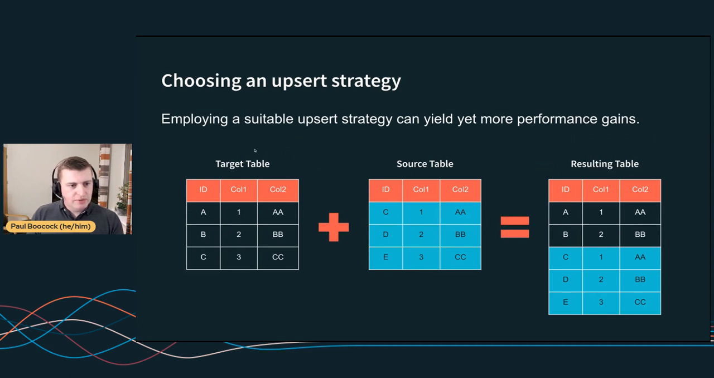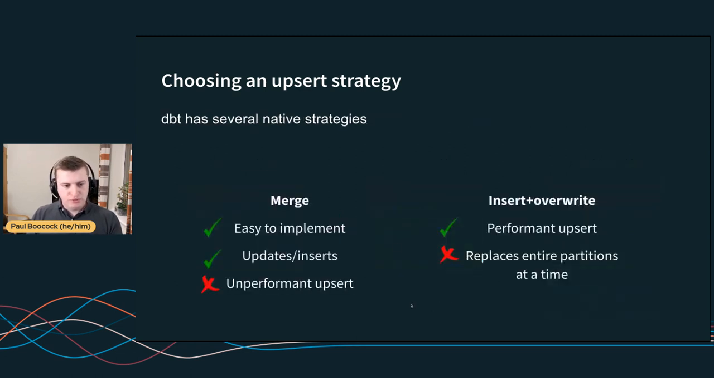Another thing you can do is choose the right upsert strategy. I won't spend too much time on this, but ultimately you've got your target table, you've got your source table, and we're going to try and end up with a new resulting table when we've had this incremental run. So picking the right strategy to ensure you're upserting your table with this new information, and we'll see that they both have C here, but we want C1AA to be what ends up in our resulting table. Picking the right strategy to achieve that can also yield additional performance gain.